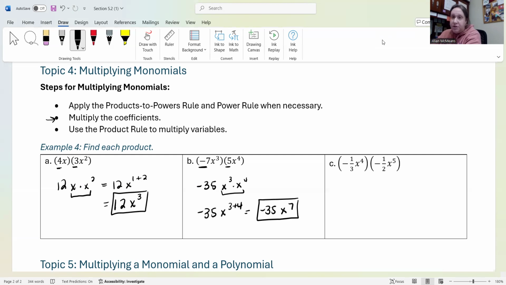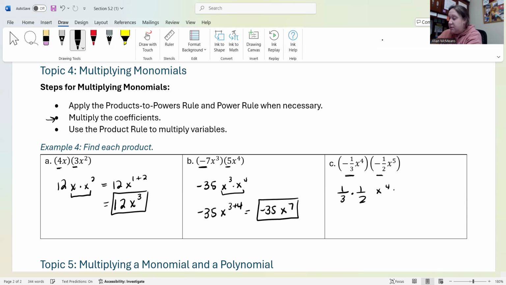Anytime students see fractions, they get all bent out of shape. Look, at this point in your math career, you should be fairly good with fractions. You also have a calculator that you can use to potentially assist yourself, so don't freak out when you see the fractions. Know first that I have no outside exponents, so I don't have to worry about the products to a power rule or the power rule. I just need to multiply my coefficients and then apply the product rule here. So looking at my coefficients, I have -1/3 times -1/2. When I multiply two negatives, I get a positive. So I really just have 1/3 times 1/2.